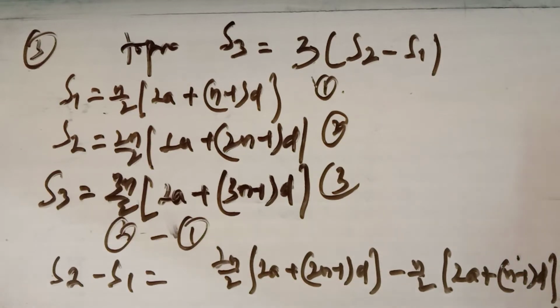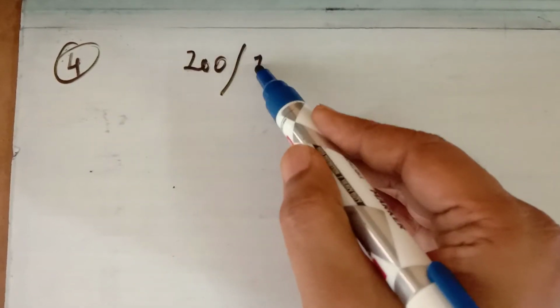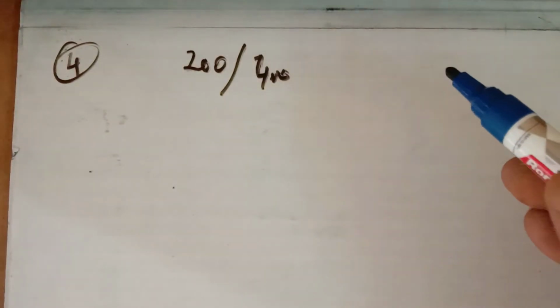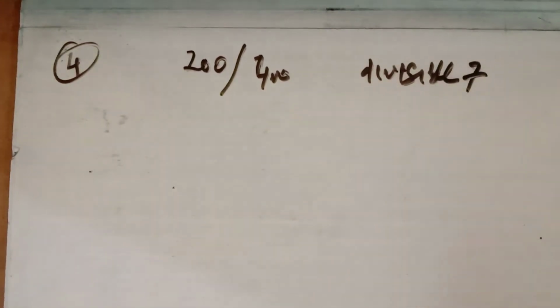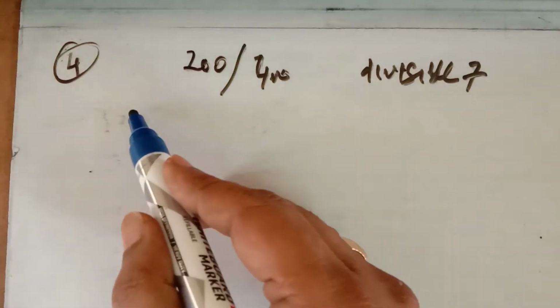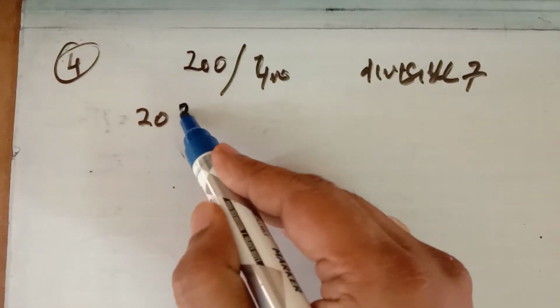The question number 3, it is. Now in fourth, read it. The fourth says that find the sum of all numbers between 200 and 400 which is divisible by 7. So you have to find those numbers which are divisible by 7 between 200 and 400. So the first number, if you calculate it, which is divisible by 7, will be 203.